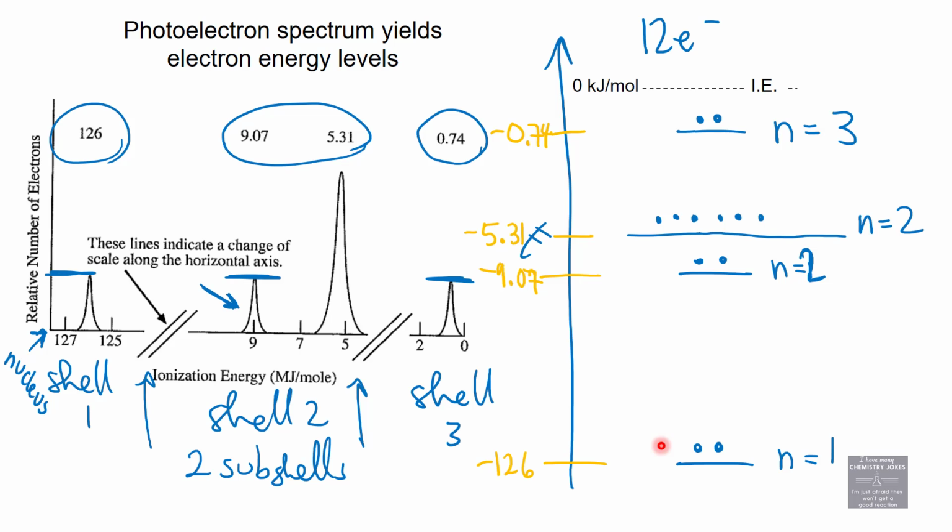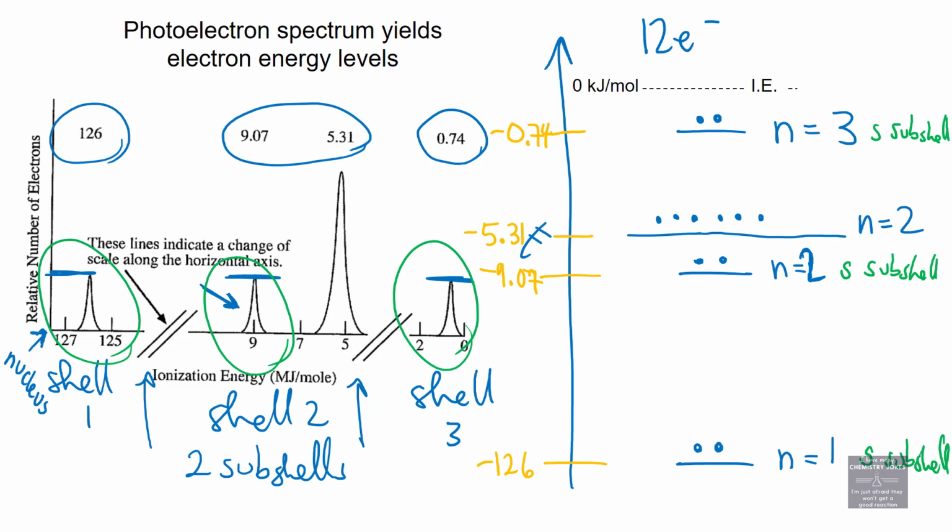Before I wrap up this pretty short video, subshells have names. We call the shells numbers, but subshells have names. And you may remember the name of them from long ago. A subshell that can hold 2 electrons is called an S subshell. So those 3 green circled peaks are all S subshells.